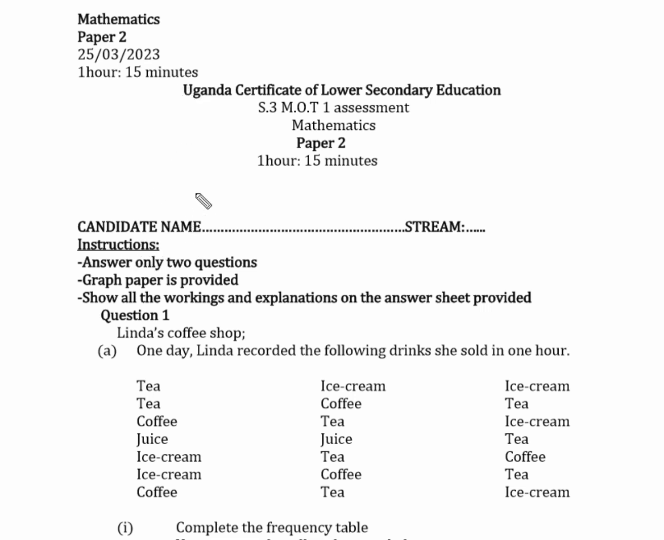Candidate's name. So today we are going to have our candidate as Sekate Brian. He's in Senior 3Z. Is that okay?